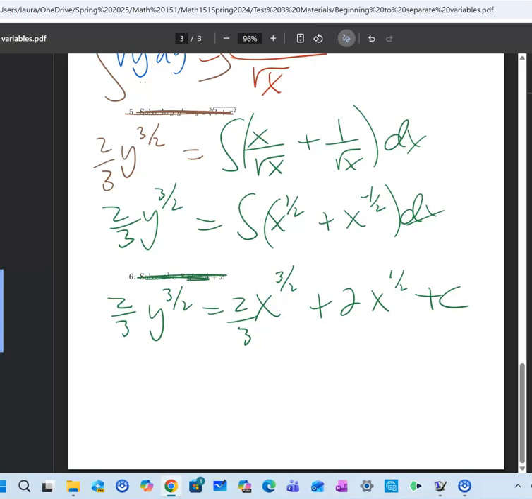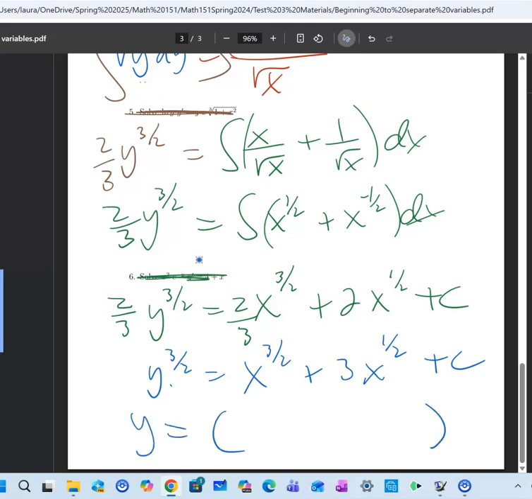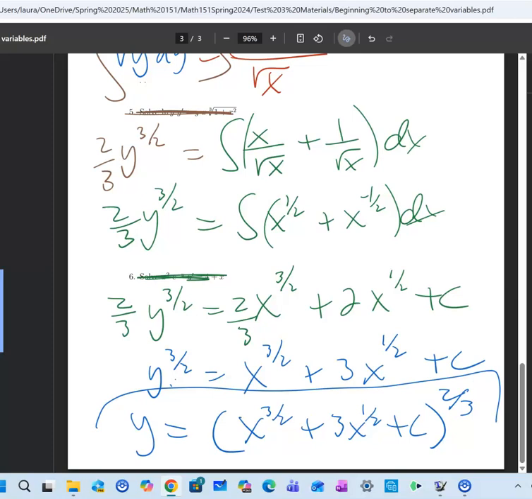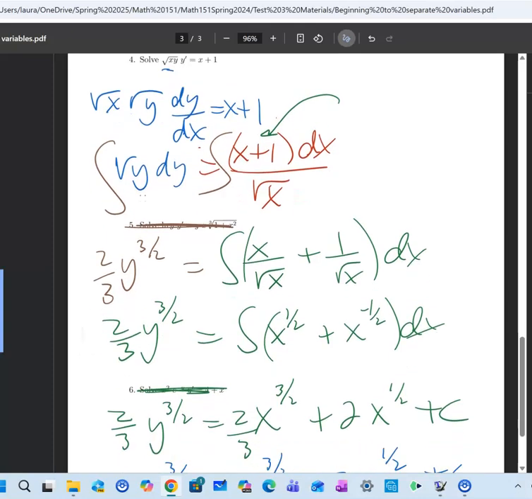And again, you always put the c on the x side. So now I would multiply by 3 over 2. Oh, look at that. That makes that nice. Multiply this by 3 over 2, that turns into a 3. And I'm just going to put c, because c times 3 over 2 is c. And then I would take the 2 over 3 power of all of this, right, to undo that exponent. So x to the 3/2 plus 3x to the 1/2 plus a c. And you just leave it just ugly like that. Wouldn't want to do any bad math. All right, so that was number 4.